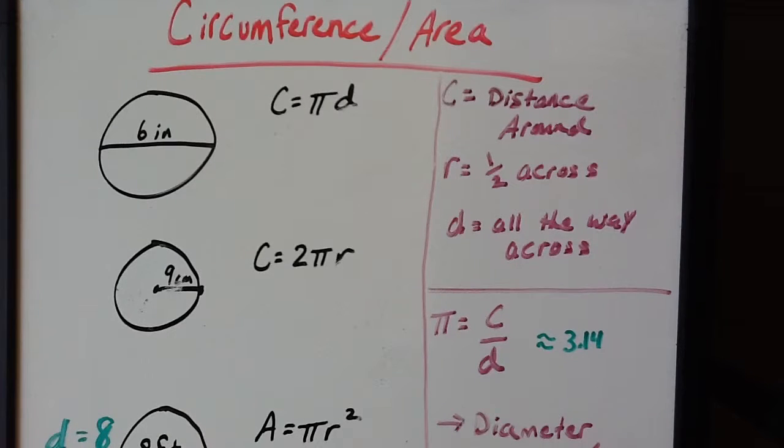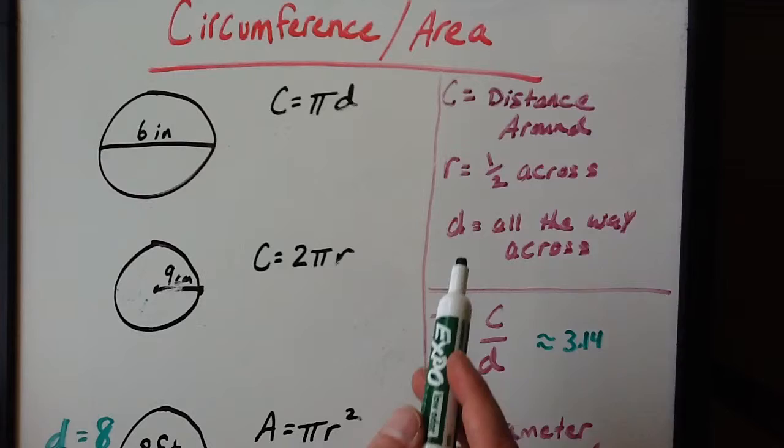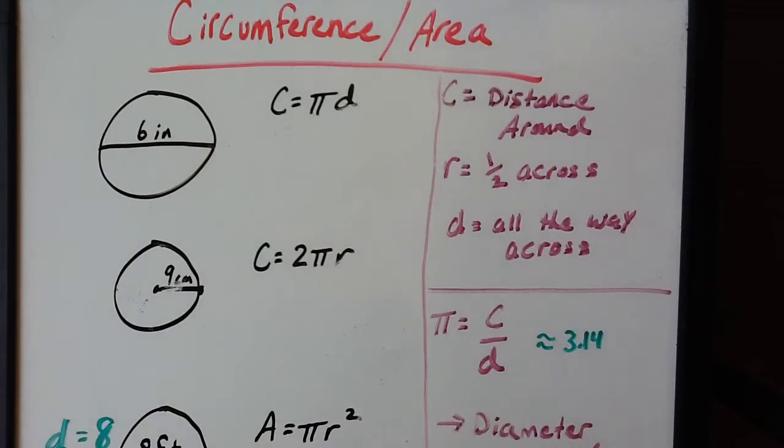Okay, in this video we'll talk about the circumference of a circle and how to find the area of a circle. So remember, the circumference of a circle is the distance around a circle. R stands for radius. Radius is halfway across the circle, from the edge of the circle to the center. And D is the diameter, the distance from one end of the circle to the other through the center.